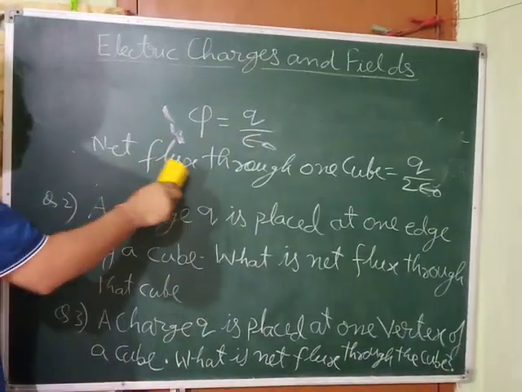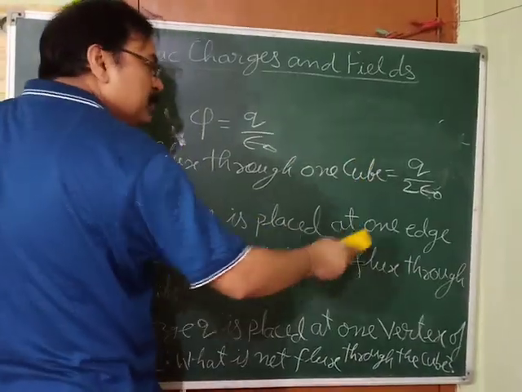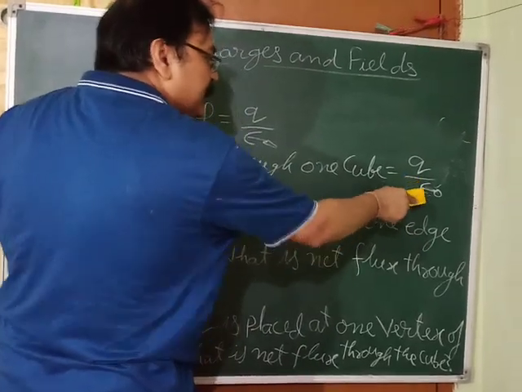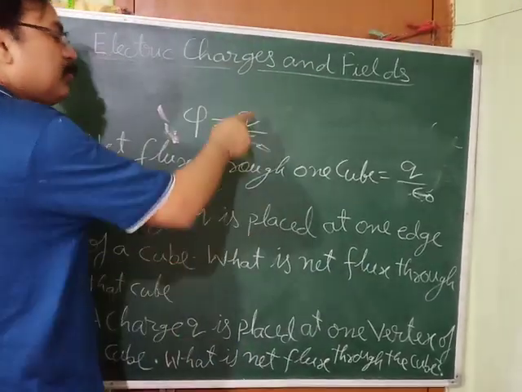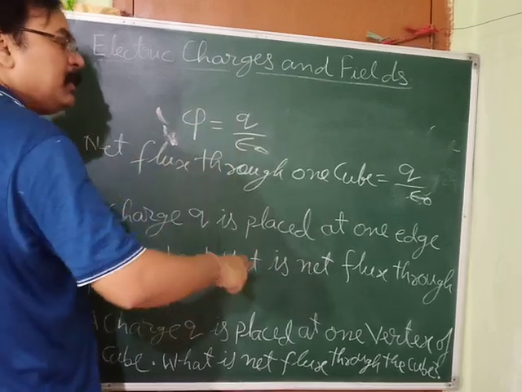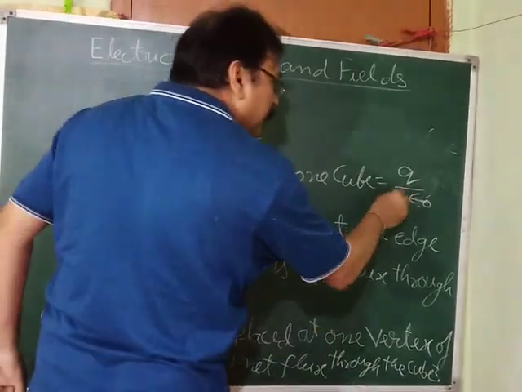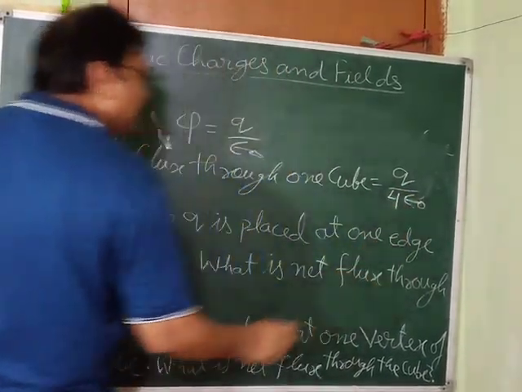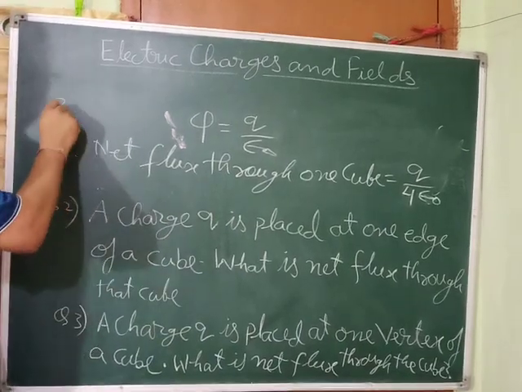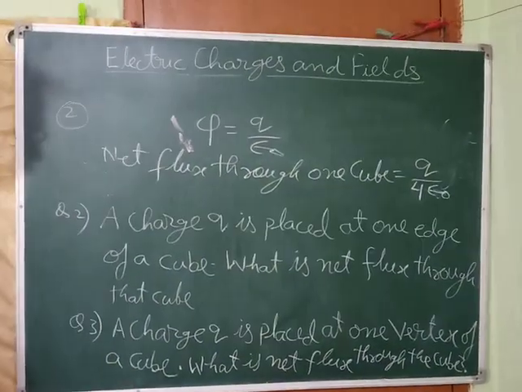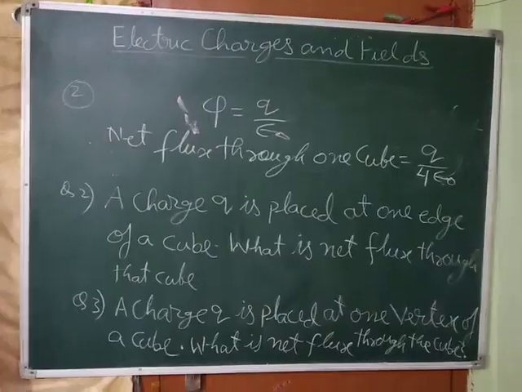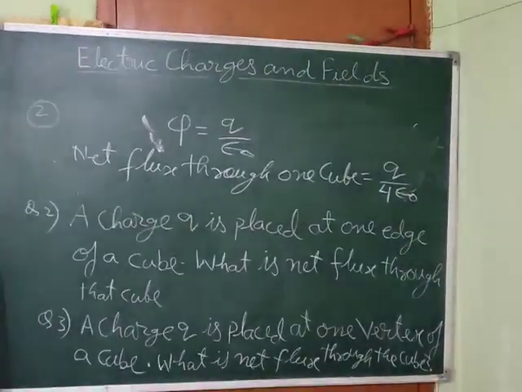Now net flux through 1 cube will be how much? This time how many cubes were there? 4 cubes. So through 4 cubes it is q by epsilon naught. So through 1 cube how much? q by 4 epsilon naught. Okay, this is the answer of the second one. Got it? Okay. Now the third question.